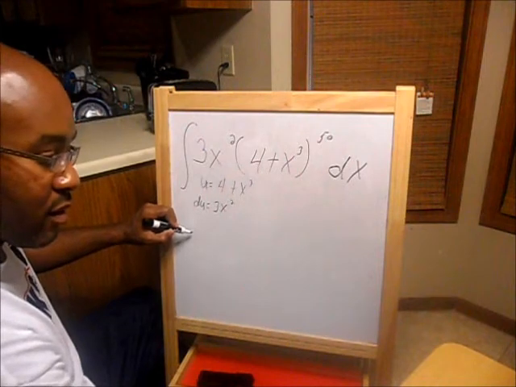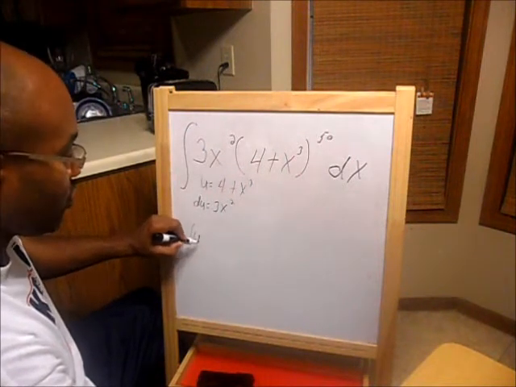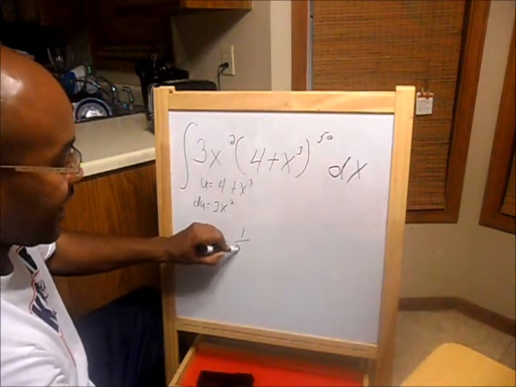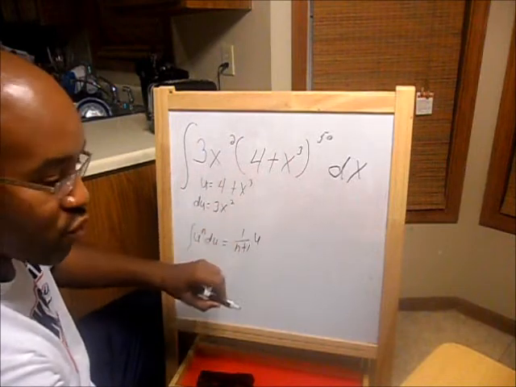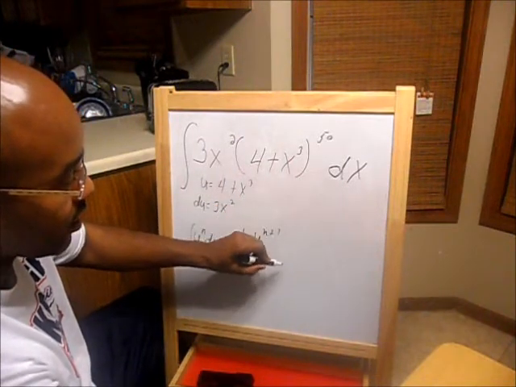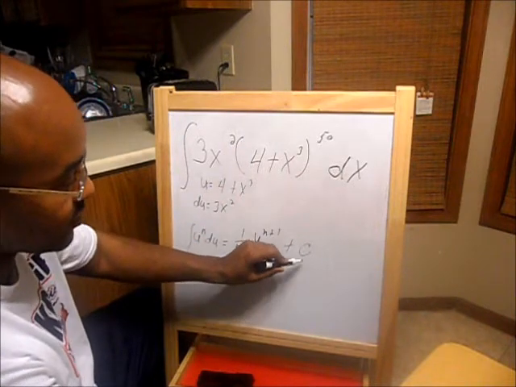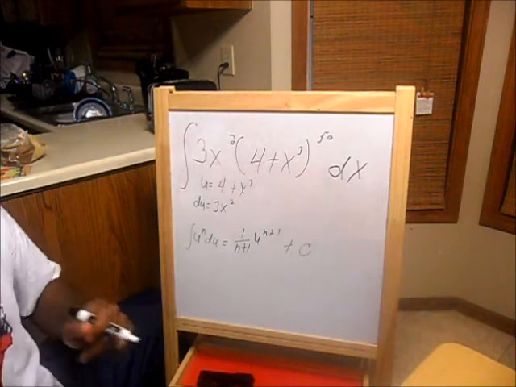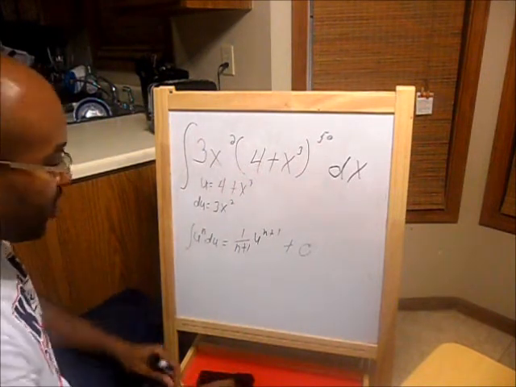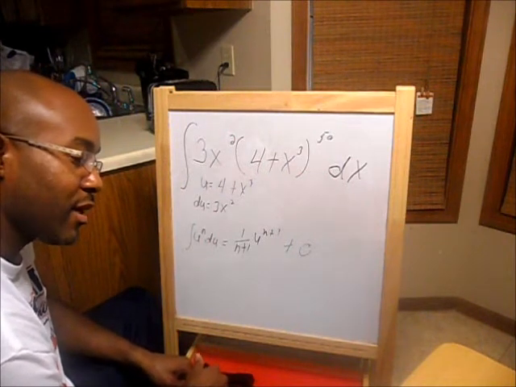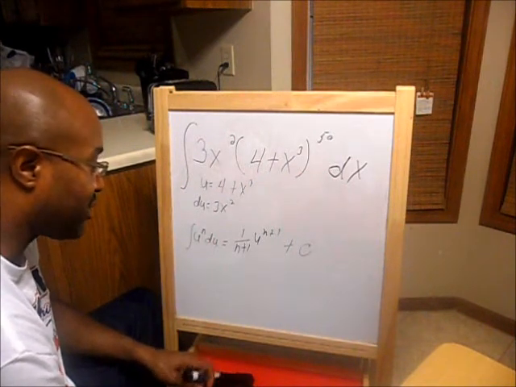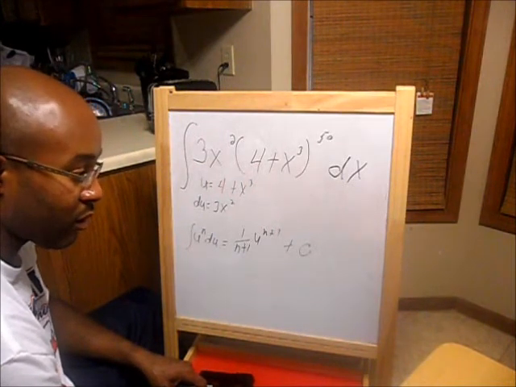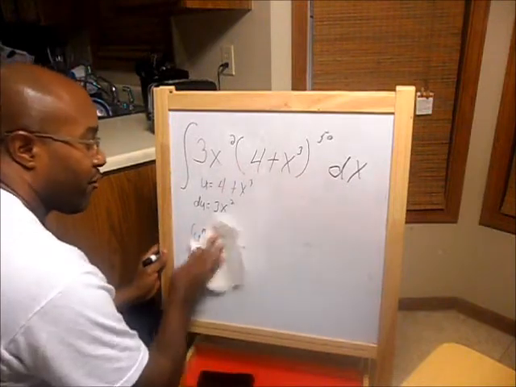As stated, it's the integral of u to the n power du equals 1 over n plus 1 u to the n plus 1 plus c. That's just a constant. Don't worry about that right now, but it's important that you know it at some point. Okay, so you got that trigonometric identity. It's the integral of u to the n power du equals 1 over n plus 1 u to the n plus 1 power plus c.